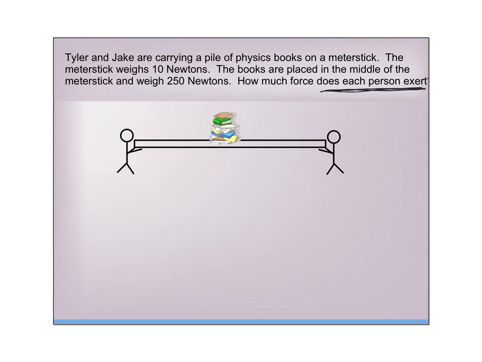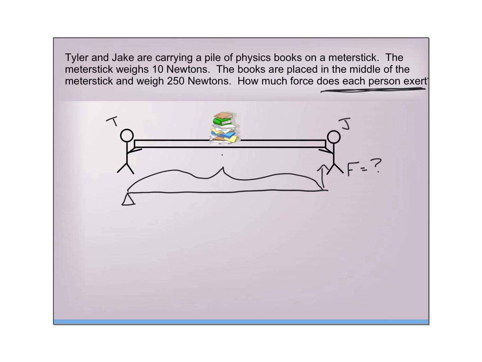So here's how we're going to go about doing this one. We're going to make this Tyler on the left and Jake on the right. The way I'm going to set this up is I'm going to make Tyler into our pivot point, and I'm going to ignore him for now. I'm only going to be worried about what Jake is doing over here at 1 meter distance, just like before. So I'll actually even start my equation right now.